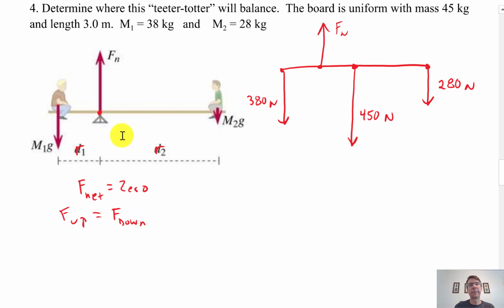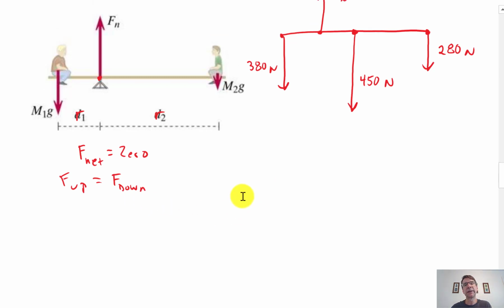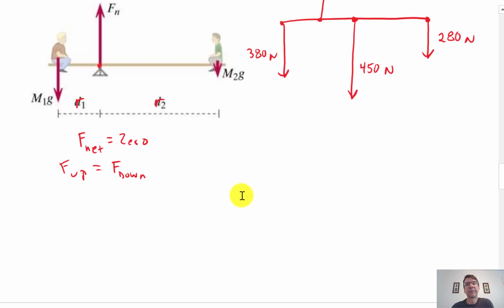Or in other words, forces up plus forces down equals 0 in a sense, but basically you're subtracting them. Well, it's just easy to write it down like this. Force up equals force down. Well, we have only one force up. F sub n, the normal force, equals 380 plus 450 plus 280.